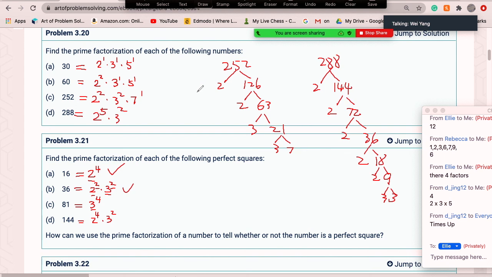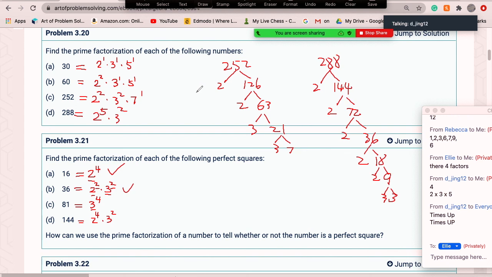The homework, that'll be all of the exercise. Yeah, all of the exercise. Yeah, we can stop here.